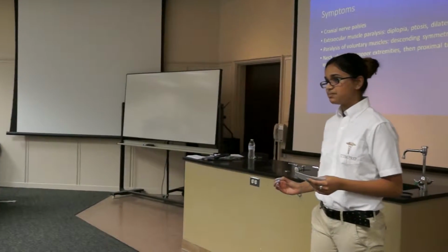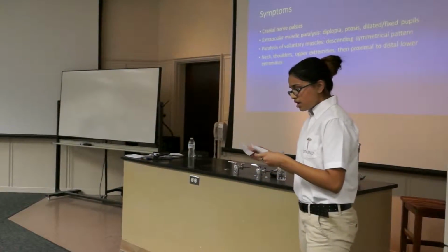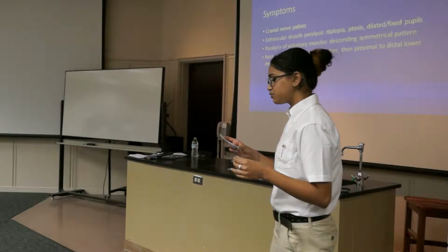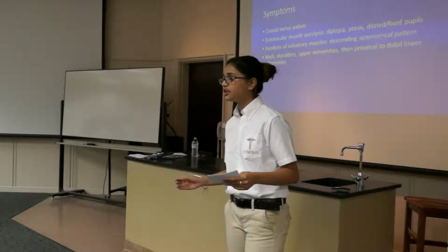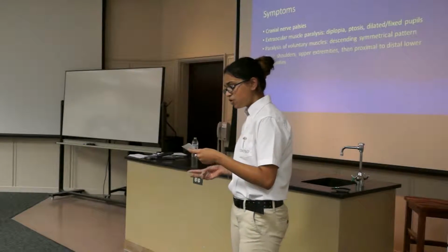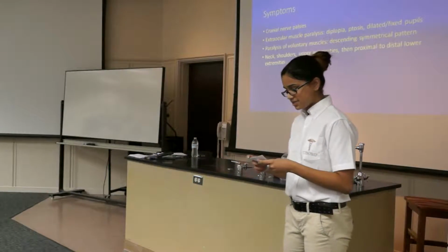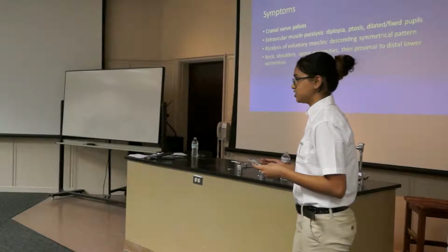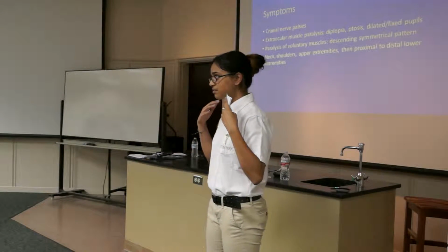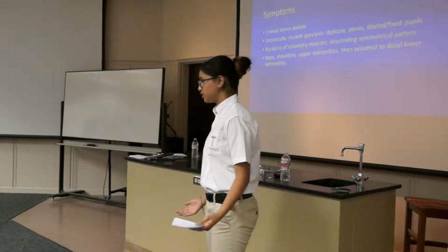The presenting symptoms of botulism, no matter the form, are always cranial nerve palsies. Neurotoxins released by botulism always disrupt nerve function, which would result in extraocular muscle paralysis. This would be presented as diplopia, which is double vision, or ptosis, which are drooping eyelids. Following extraocular muscle paralysis is paralysis of voluntary muscles. This occurs in a descending symmetric pattern. So it would start in your neck, it would expand to your shoulders, your upper extremities, and then your proximal to distal lower extremities.